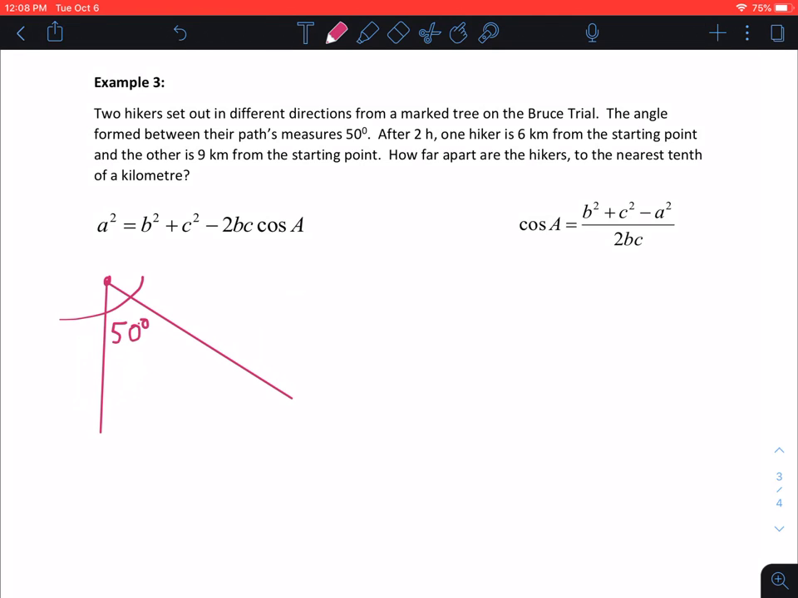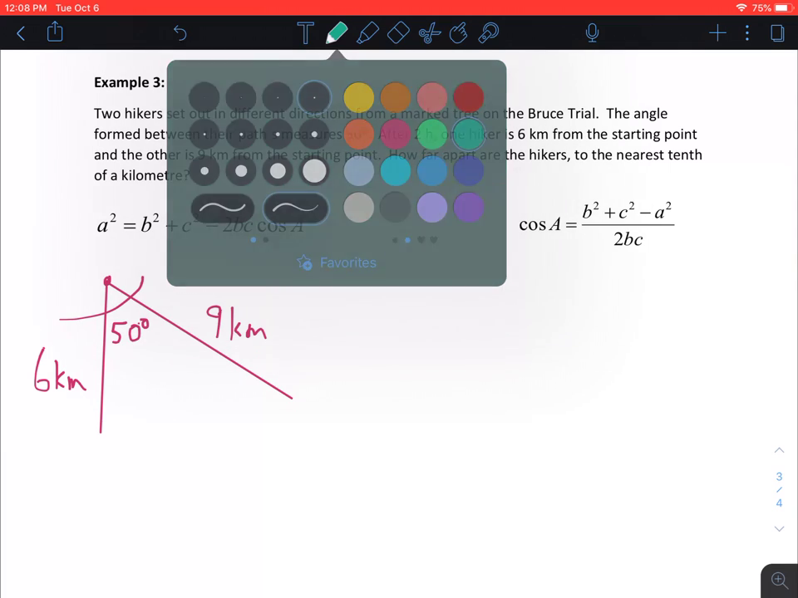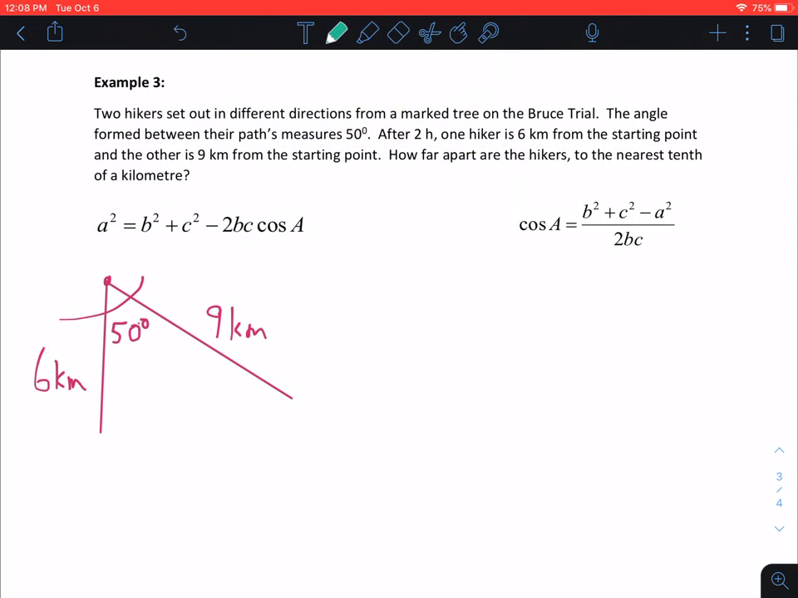Okay, so one hiker is 6 kilometers away from the starting point, and the other is 9 kilometers away from the starting point. And the question is asking how far apart are the hikers? So at this point here, we want to find that side.